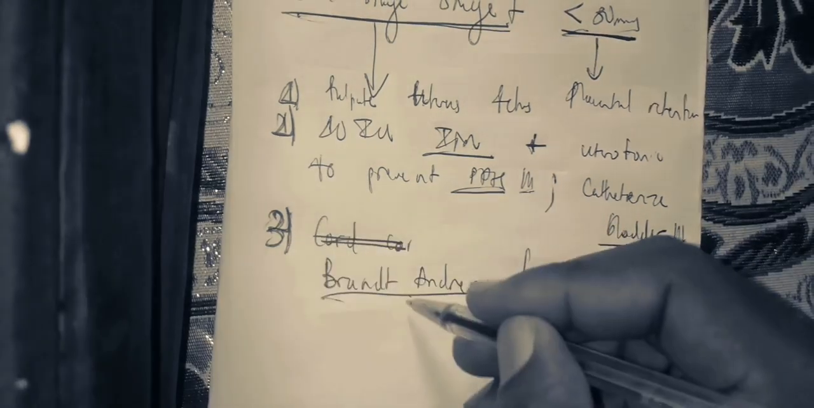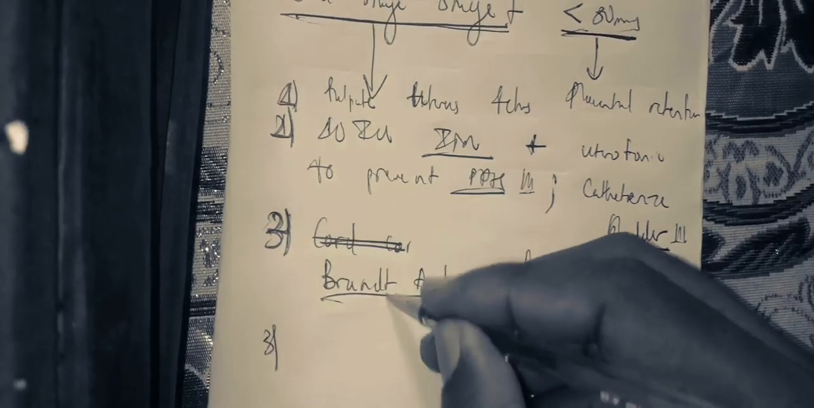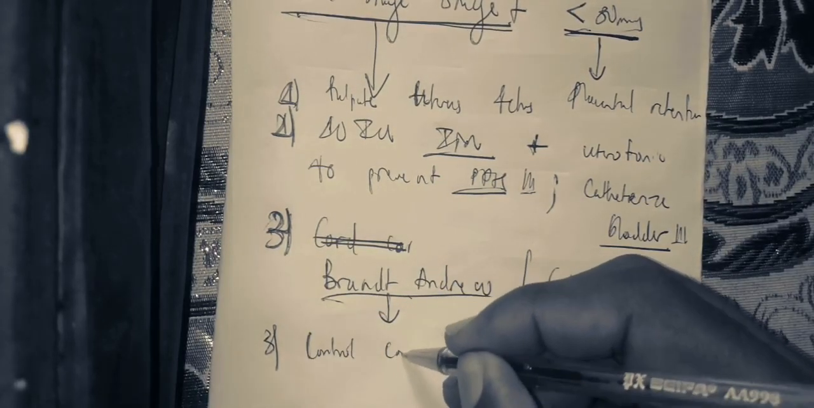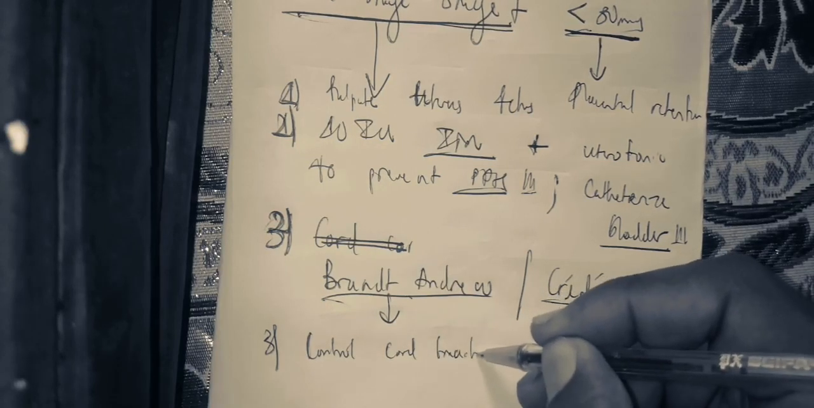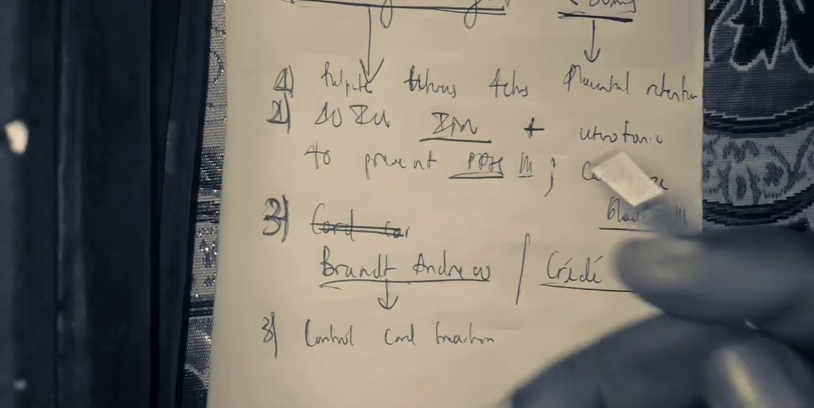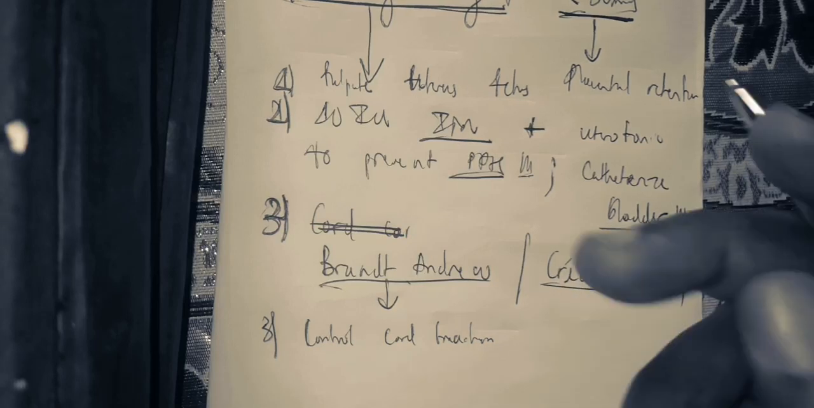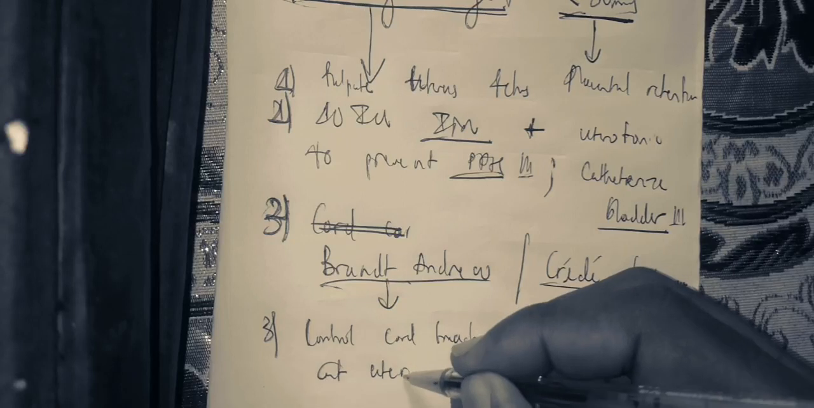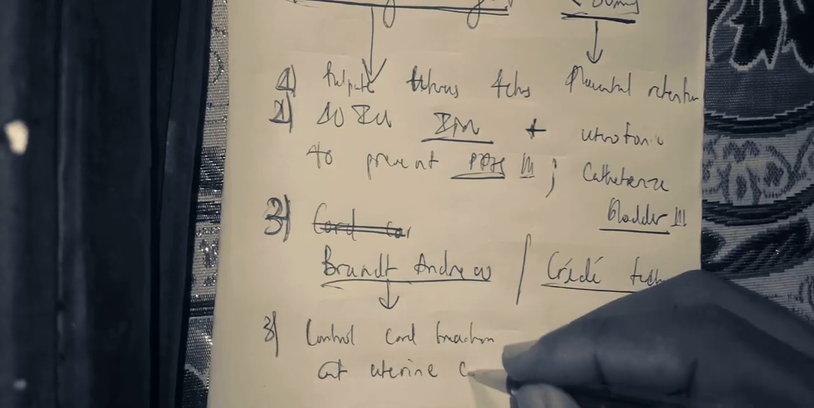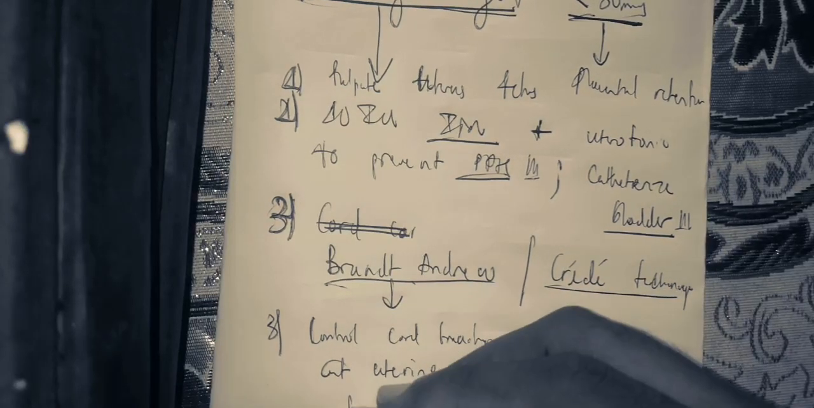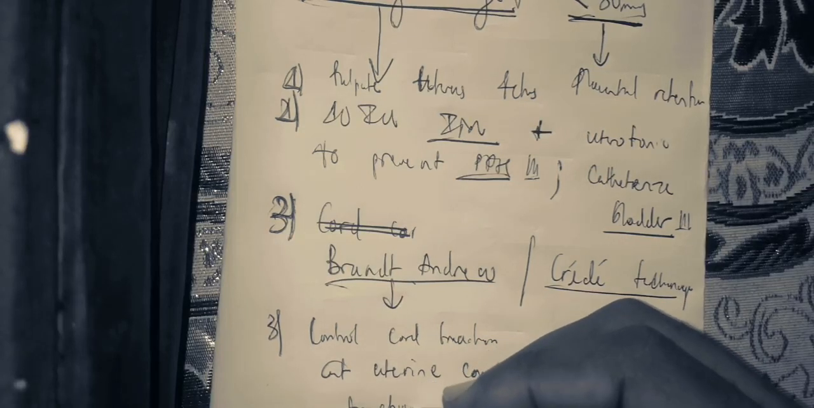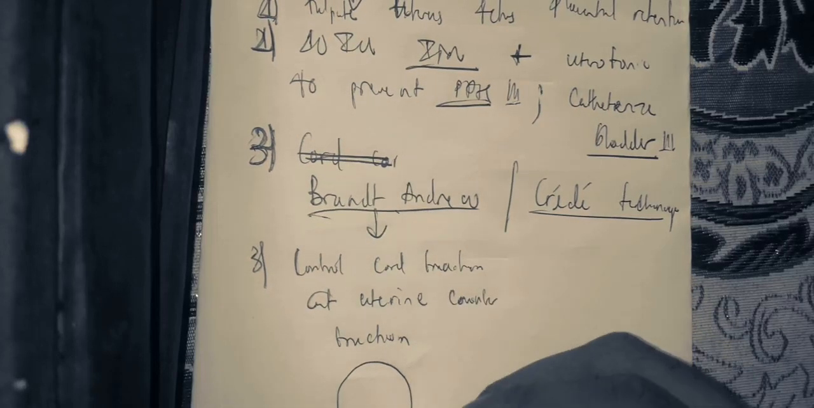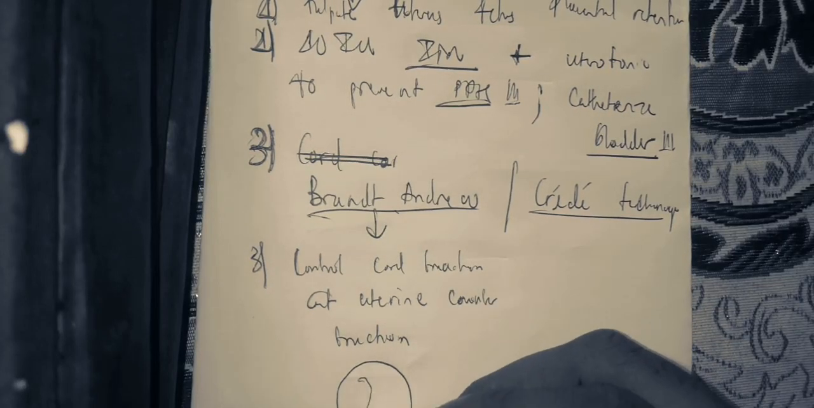If you want to use the Brandt-Andrews technique, the third element is that you do a controlled cord traction. Is it clear? After clamping the cord, you do a controlled cord traction, and you do a uterine counter traction. Is it clear? You do a uterine counter traction, meaning that, let's say the uterus is as such here, and you have the placenta inside.